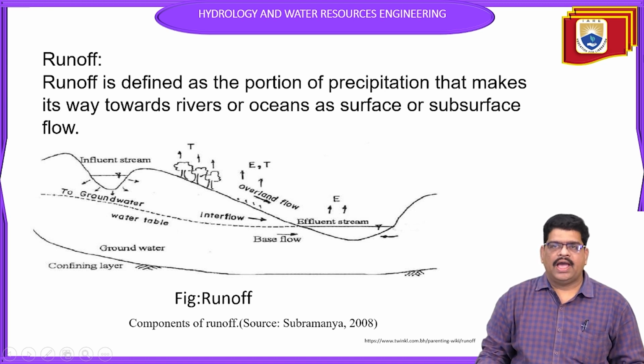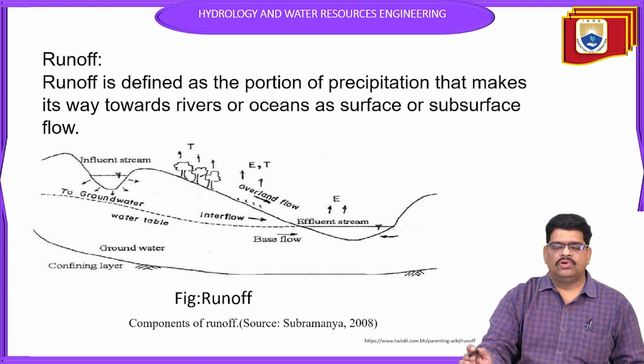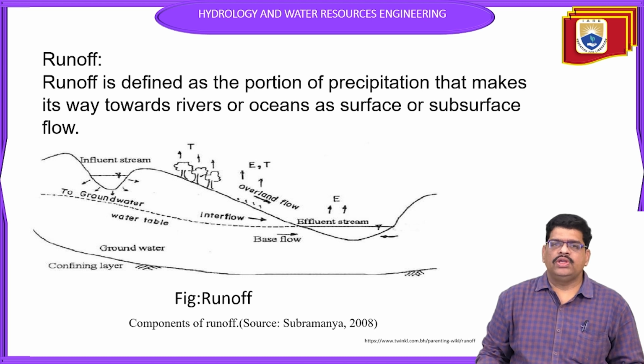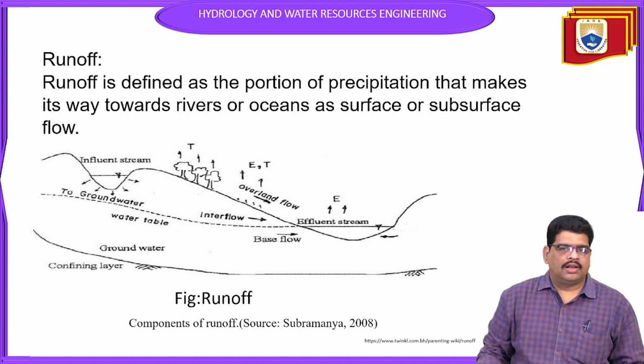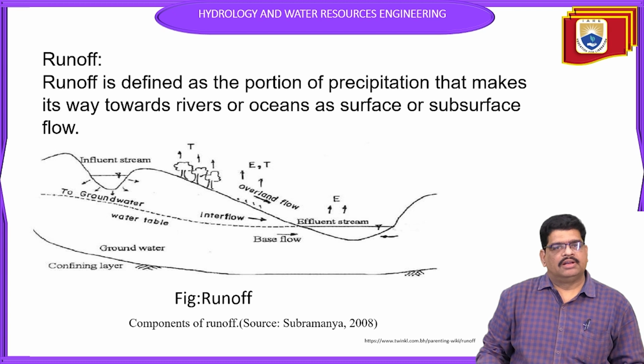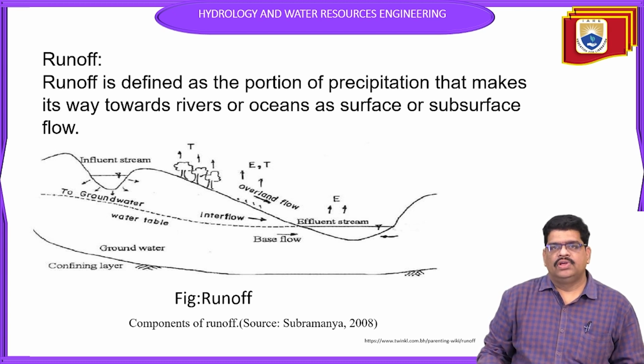Runoff is defined as the portion of the precipitation that makes its way towards the subsurface flow; we call it runoff. Another definition is also there: after all the losses, the water which is flowing above the ground is called runoff. Losses means infiltration losses, evaporation losses, and evapotranspiration losses.